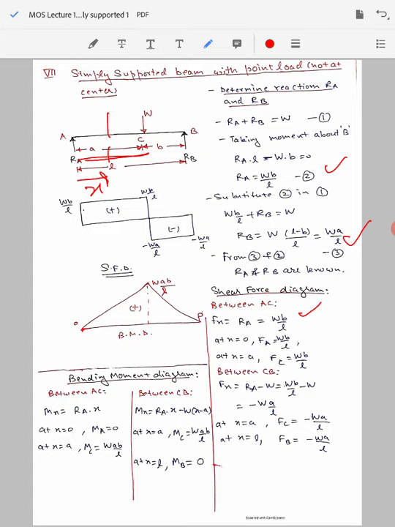And as it is not dependent on the x value, at both extreme ends of the segment AC, that means for x equal to 0 and x equal to a, its value is going to remain the same as Wb by L.